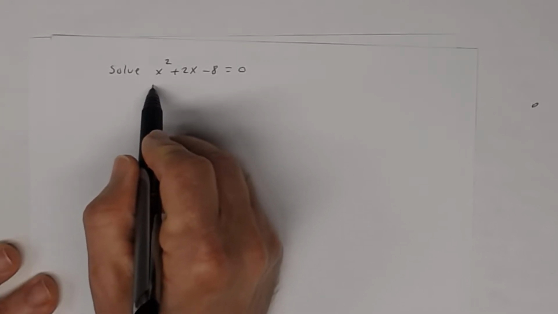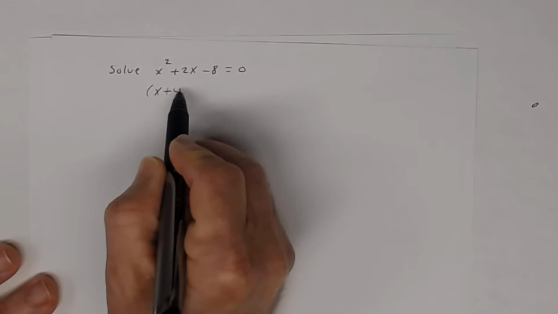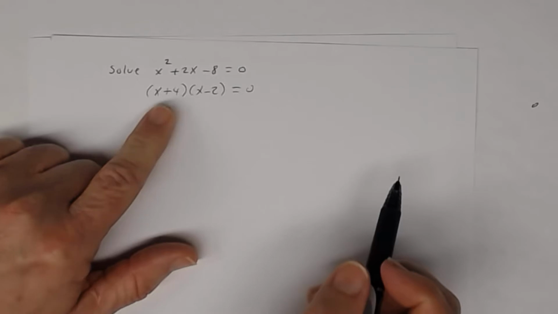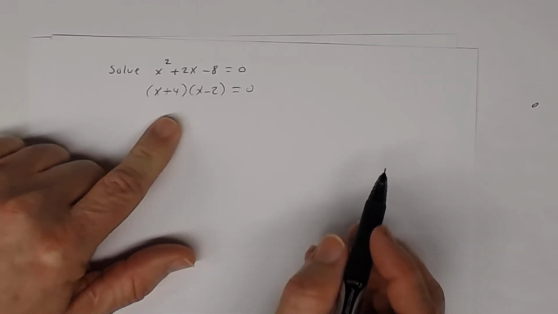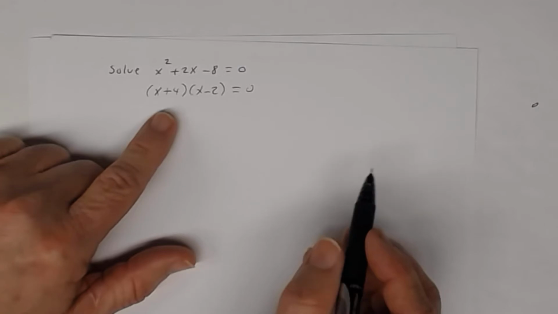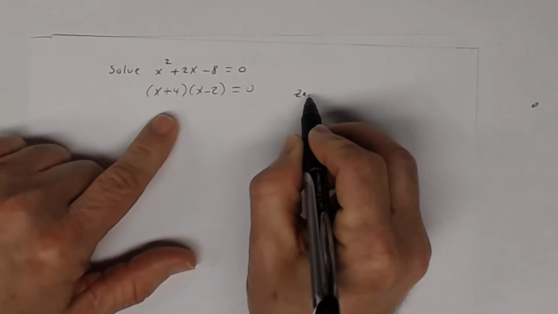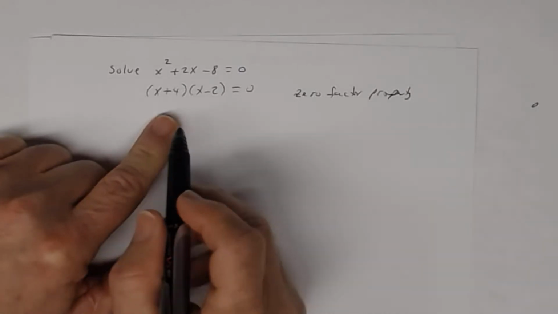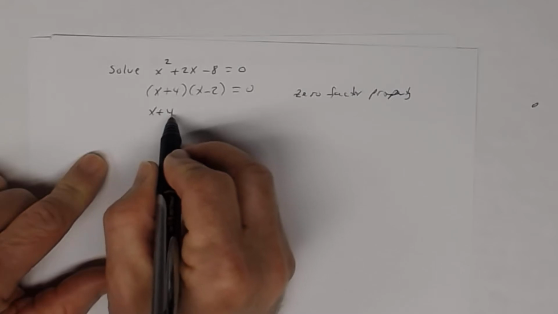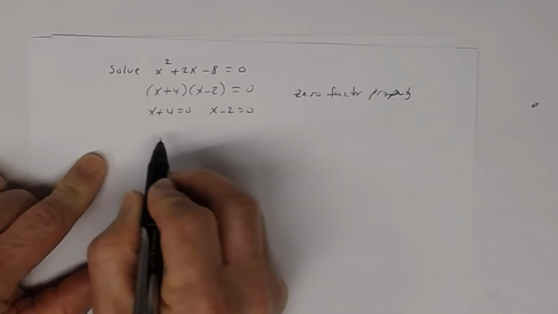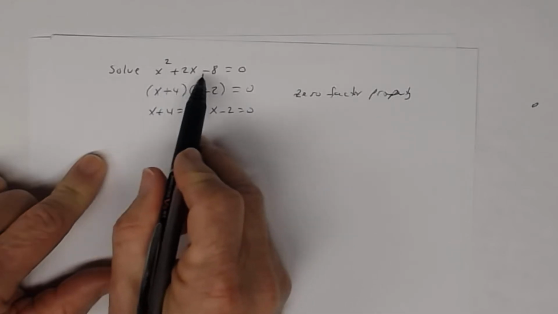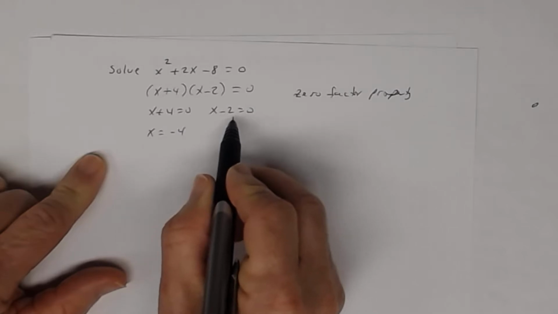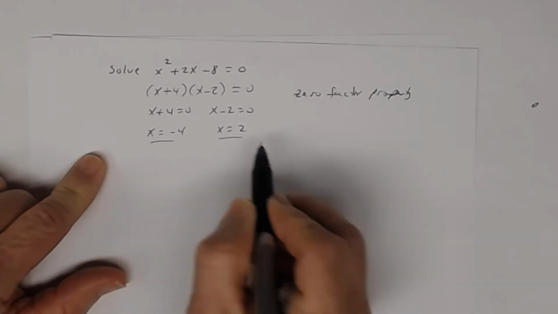And so when we do this, we have x plus 4 times x minus 2 is equal to 0. Once you factored, remember the next thing that you did was you used the zero factor property. And so we set each factor equal to 0. So that's called the zero factor property. When you set each factor equal to 0, we got x plus 4 equals 0, x minus 2 equals 0. And so the solutions to this equation are negative 4, and when x minus 2 equals 0, that's when x equals 2. So those are your two solutions.